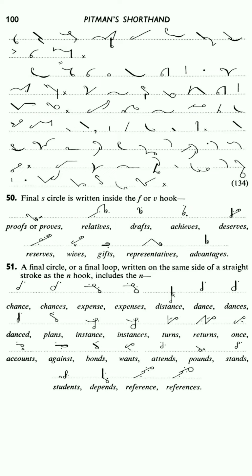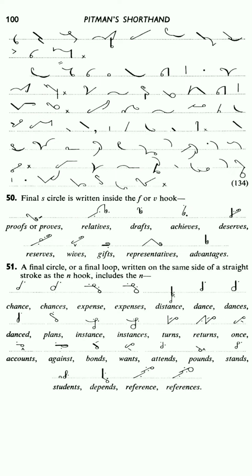Next is a final circle or a final loop written on the same side of a straight stroke as the N hook includes the N. अब इसको क्या करेंगे हम कि N hook के बीच में सर्कल नहीं बनाएंगे. विद द स्ट्रेट स्ट्रोक्स का ही एग्जाम्पल है ये भी. हम क्या करेंगे, उसी साइड पर, उसी डायरेक्शन में, उसी साइड पर हम एस सर्कल होगा तो सिंगल एस सर्कल, डबल एस होगा तो डबल एस सर्कल, लूप होगा तो लूप बनाएंगे. लेकिन कहाँ, एन की डायरेक्शन में ही, उसके हुक के बीच में.